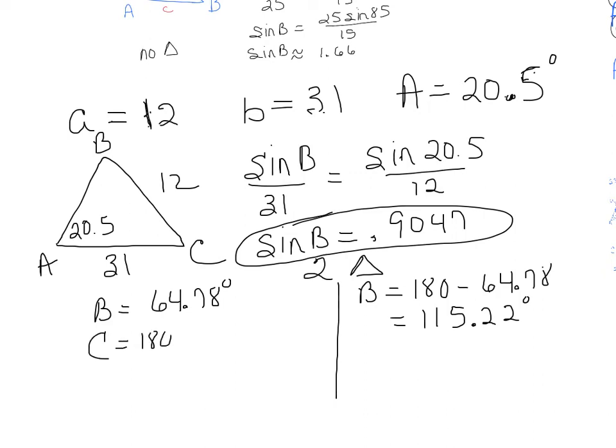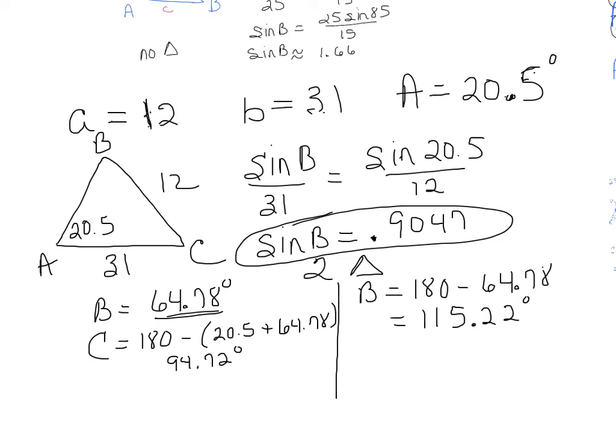Well, you've got A and B. The sine of B is 0.9047. Angle B is 64.78. You have to use the inverse function on your calculator. All right, so angle C is 94.72 degrees.